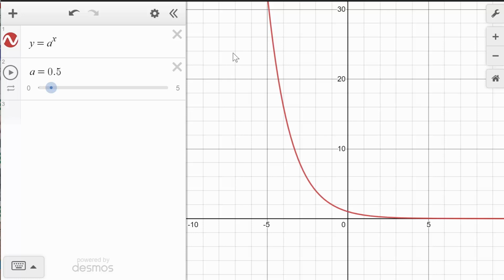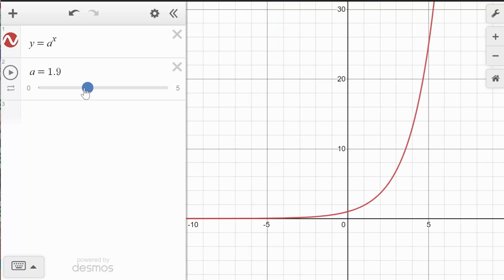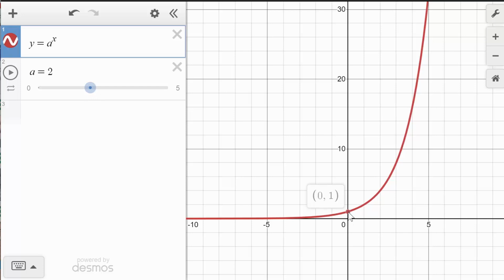So that's what happens when a is between 0 and 1. The graph goes this way, and the positive x-axis becomes the asymptote. But whether a is less than 1 or more than 1, like so, it always goes through 0, 1, and always has the x-axis as an asymptote. It's the negative part of the x-axis when a is more than 1, and the positive part when a is less than 1.